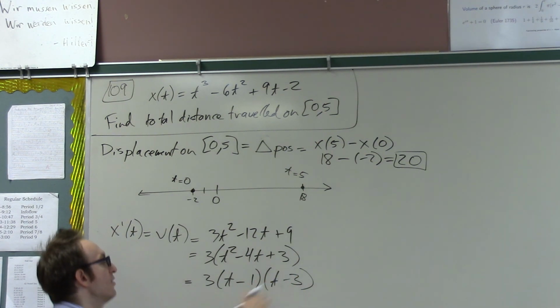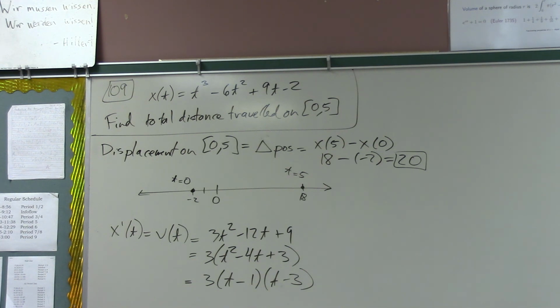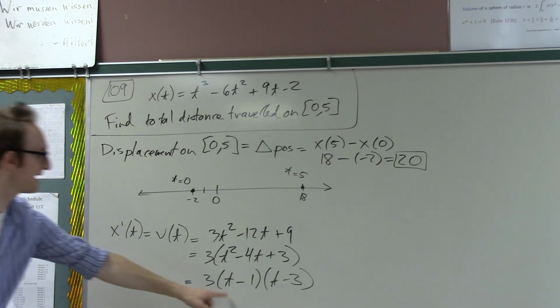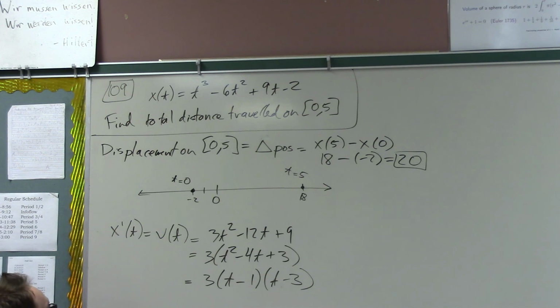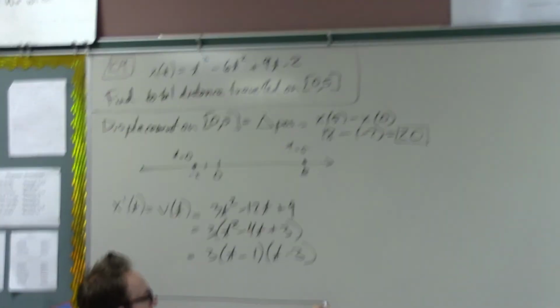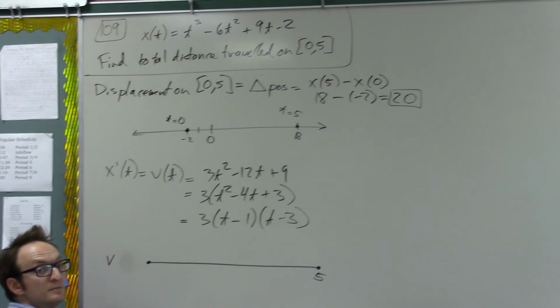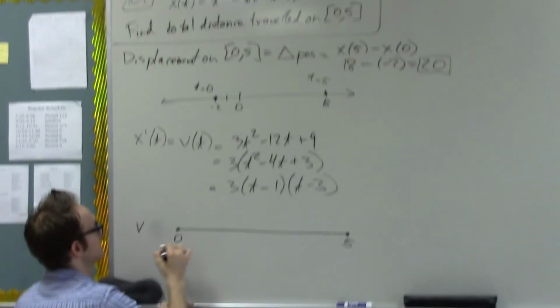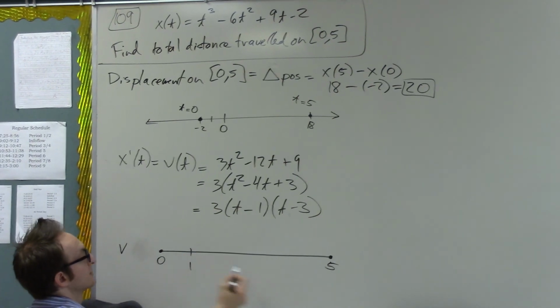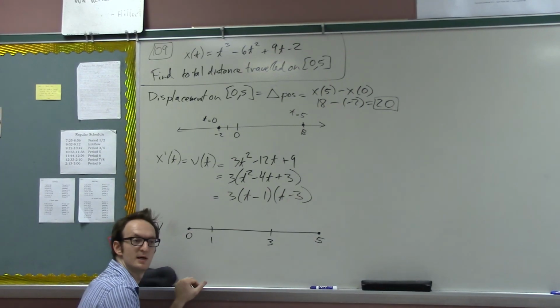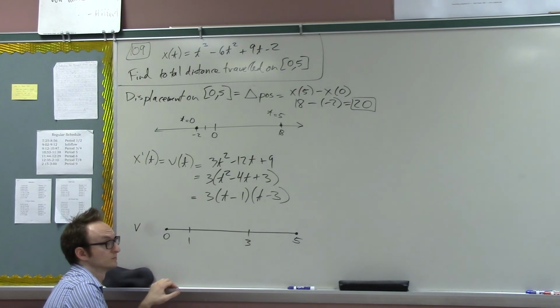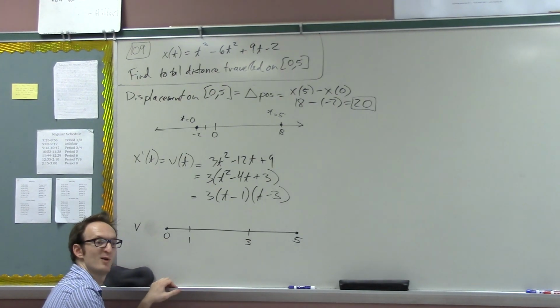All right, I now feel I have a sense of this problem. This is my velocity. Maybe I should even make a sign chart for velocity. And I'm just going to start at 0 and end at 5. So what should the sign chart for velocity look like? That's 0, that's 5, that's 1, and that's 3. And then what's the sign distribution?